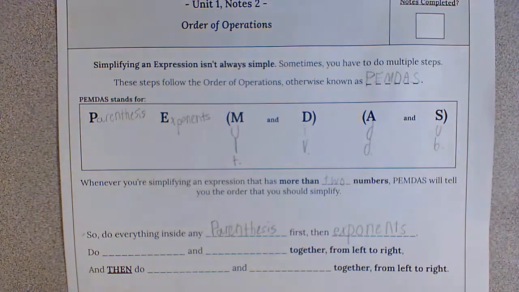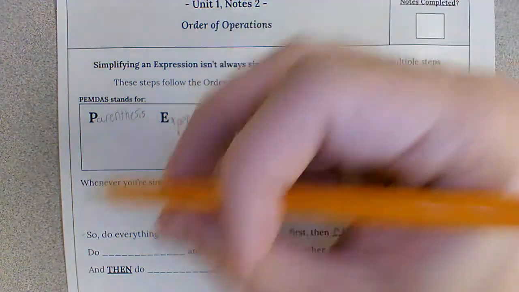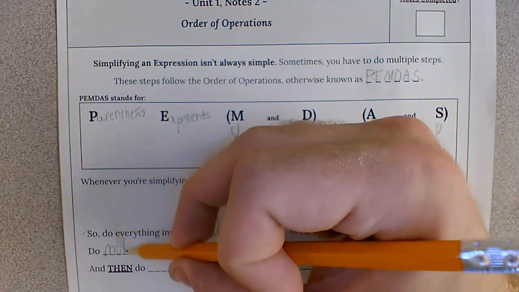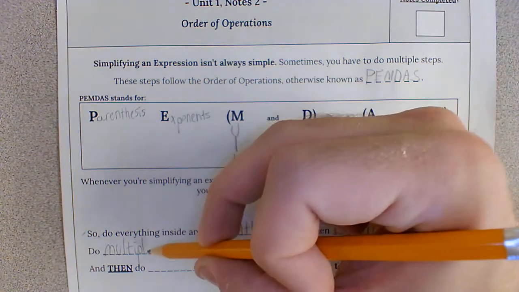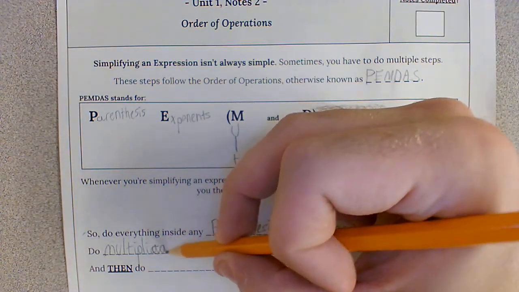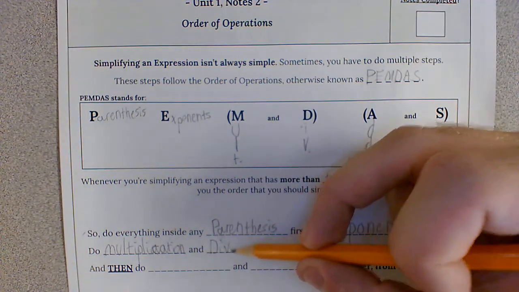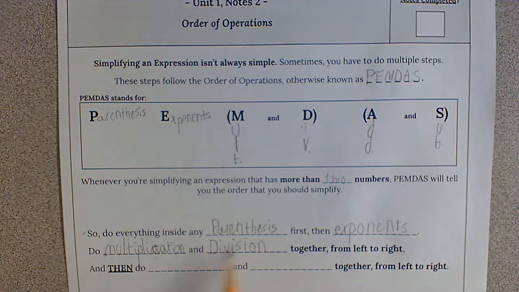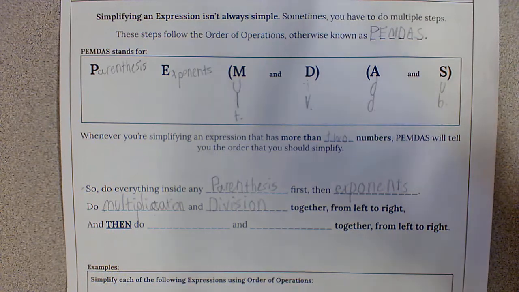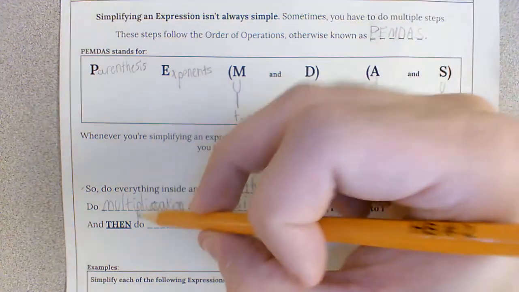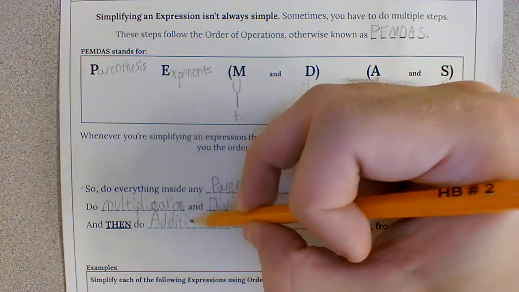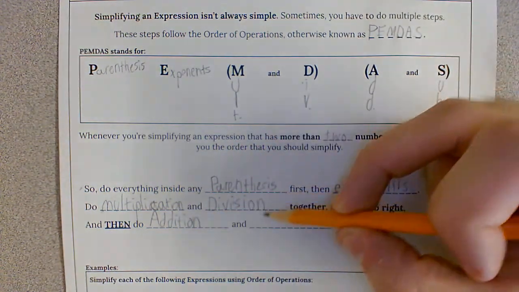Once you're done with these two, you're going to do multiplication and division, but you're going to do them together. That's why they were grouped up here. You're going to do multiplication and division at the same time from left to right. After doing those two, you'll do addition and subtraction together at the same time. You'll see what I mean by that below.